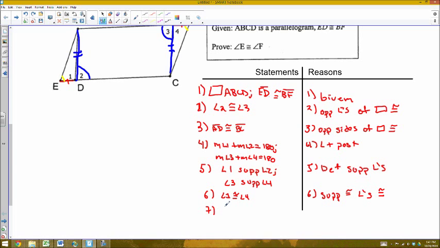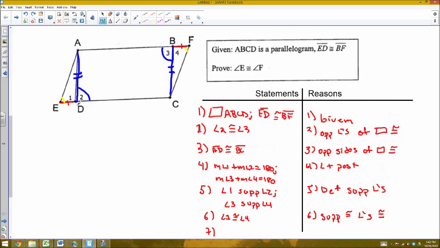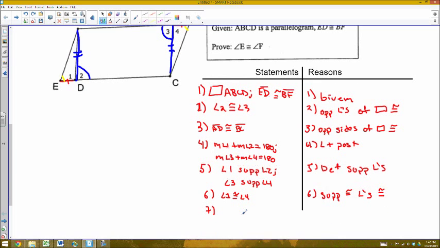So now those triangles, which are ADE and CBF, are congruent. ADE is congruent to triangle CBF by the side angle side postulate. And then what I needed to prove, which is that angle E is congruent to angle F, because those are the corresponding parts of congruent triangles, which we just proved congruent.